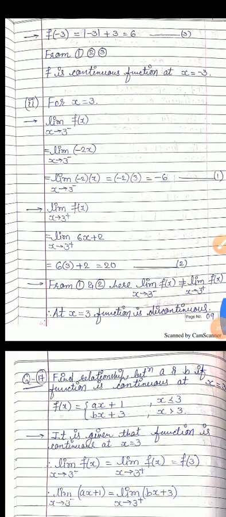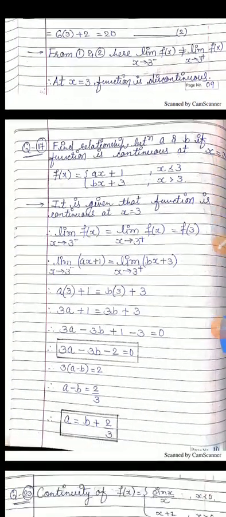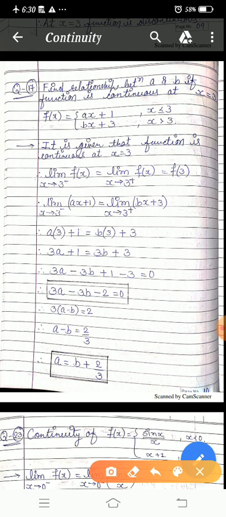Now the next question is question number 17 from the same exercise 5.1. See, till this question we have discussed the continuity or discontinuity of the given function, but this question is different from that. It is given: find the relationship between a and b if the function is continuous at x equals to 3 point. Here you can see that it is already given that the function is continuous at x equals to 3.